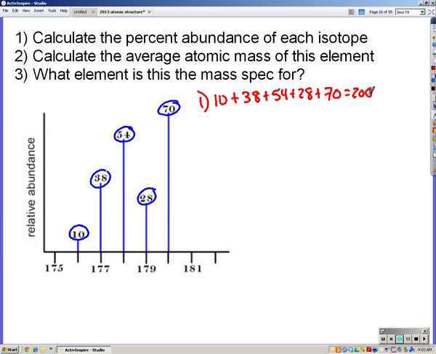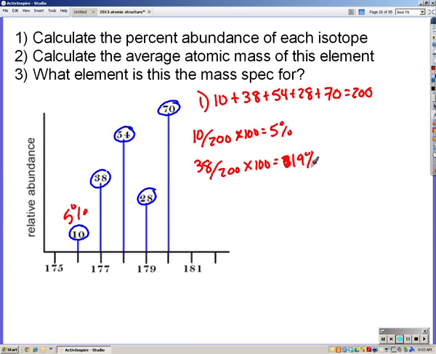And we have 200. So if we know we have 200, we can calculate our percents by just dividing the number of particles over 200. To calculate the actual percent, we have to multiply by 100. So isotope 176 has a percent abundance of 5%. 177 has a percent abundance of 19%.